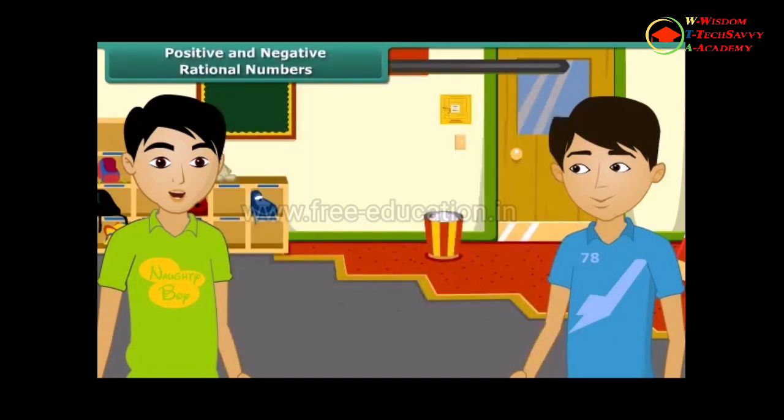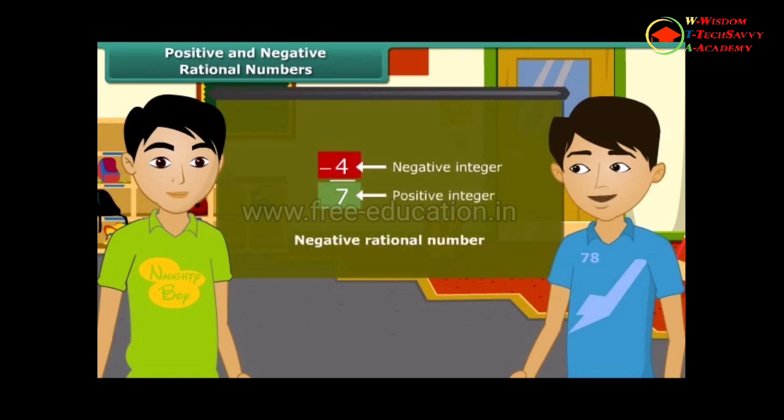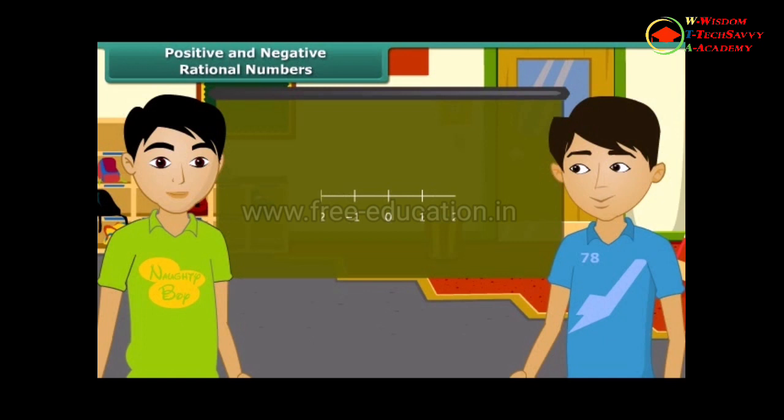Do you know what do we call a rational number which has positive numerator and positive denominator? That rational number is called a positive rational number, I guess. And what are the negative rational numbers? When the numerator is a negative integer and the denominator is a positive integer. For example, -4/7.